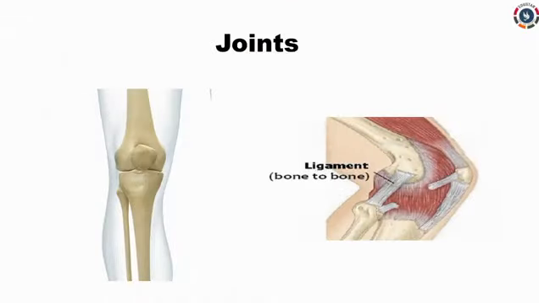Next, we are going to learn about joints. A joint is a place where two bones meet. At joints, the bones are held together by ligaments. Ligaments are strong, flexible bands of tissues. All the joints in our body except the joints in the skull are movable.